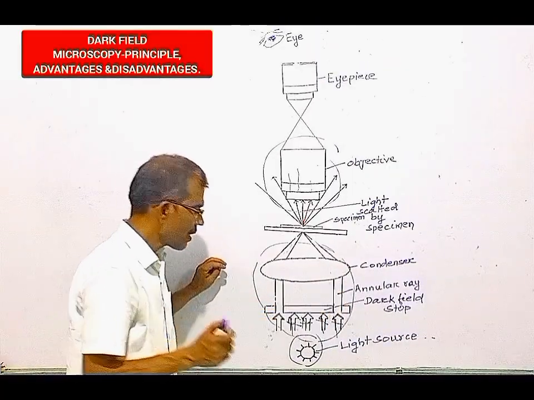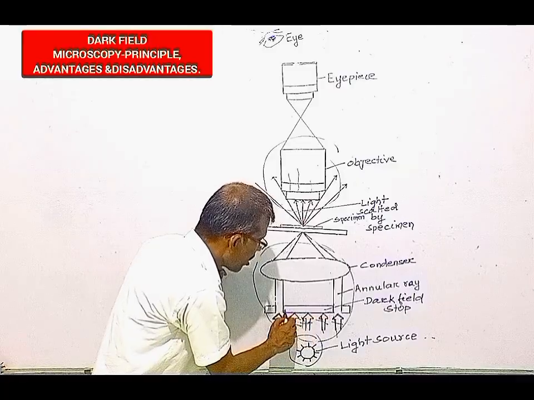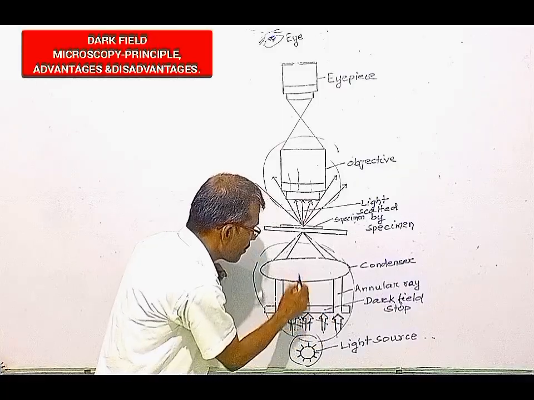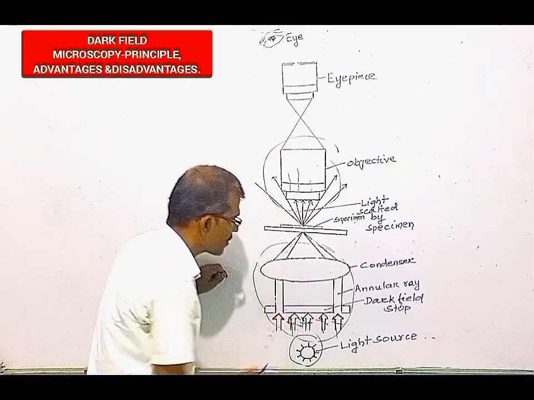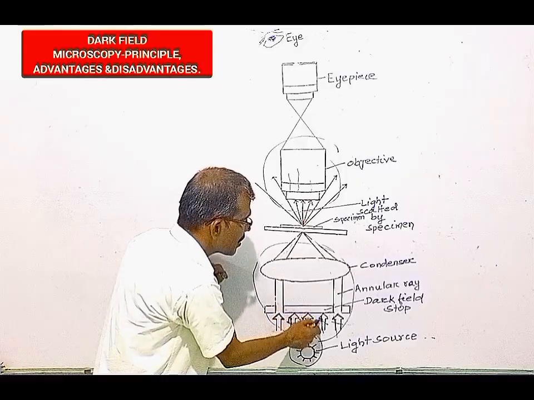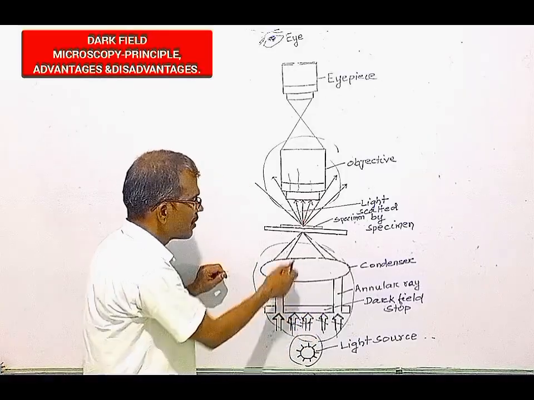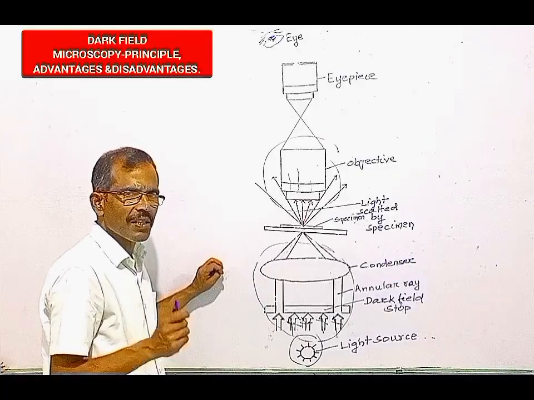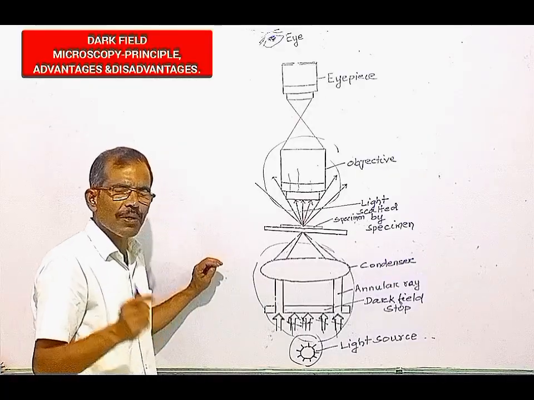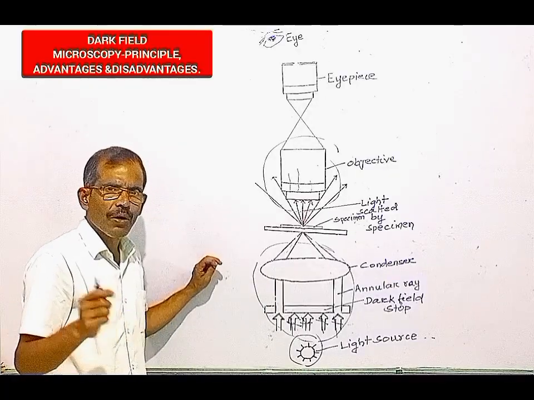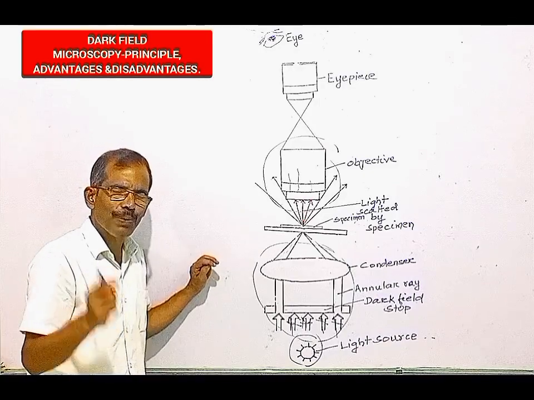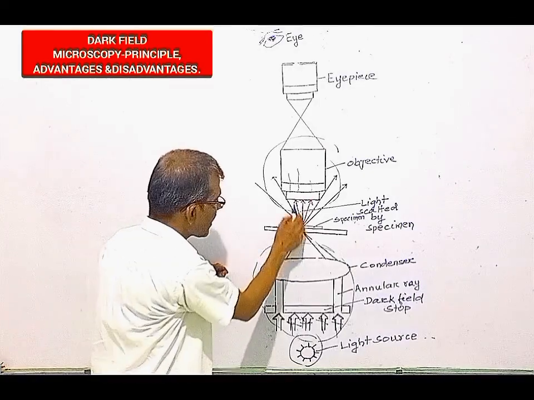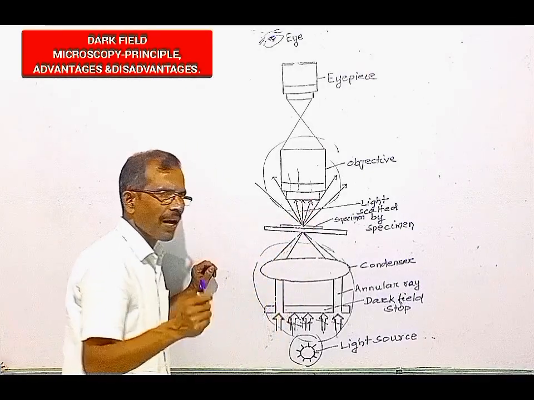In this technique, the dark field stop, which is present at the bottom of the condenser lens, prevents the passage of direct light through the specimen into the objective lens. As a result, the background appears dark. On the other hand, the specimen which scatters light appears bright.